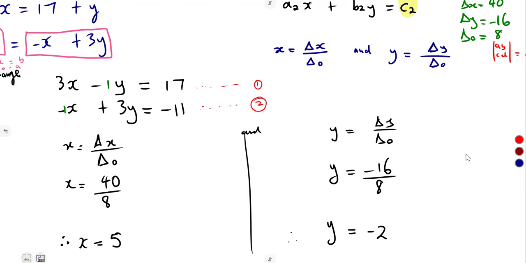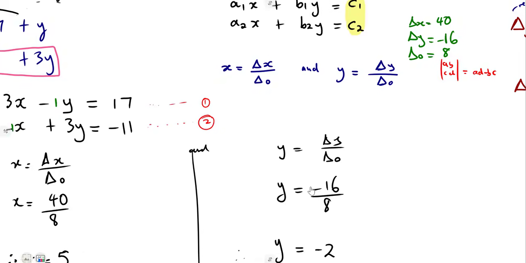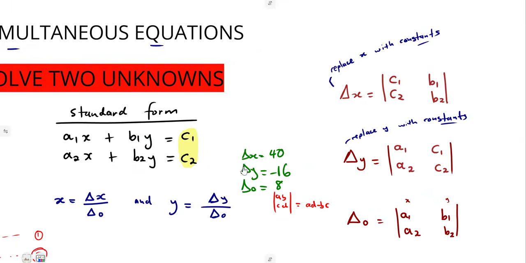Just like that, it is just the finding of determinants. Do not even worry about this. Just make sure you have the standard form, determine your determinants, and after that use Cramer's rule.